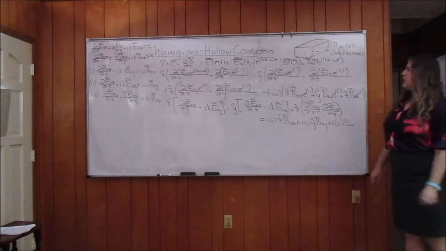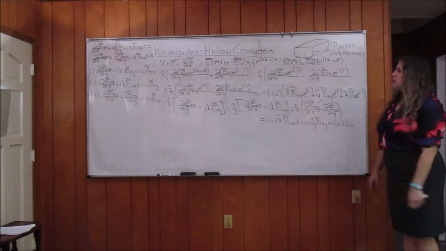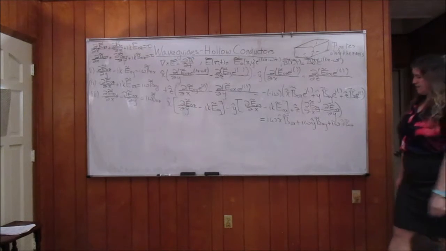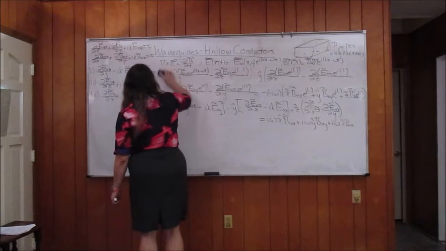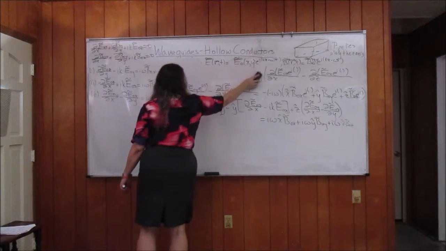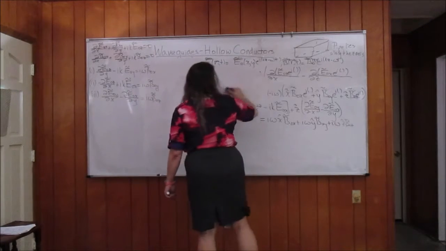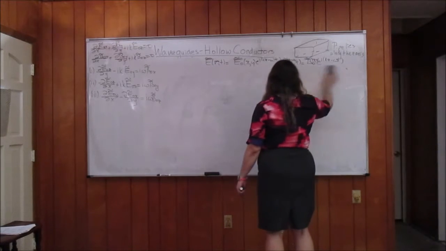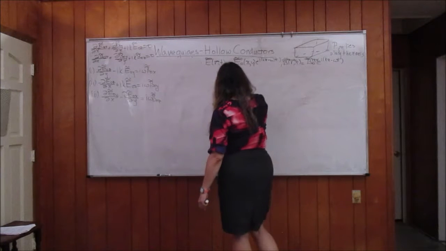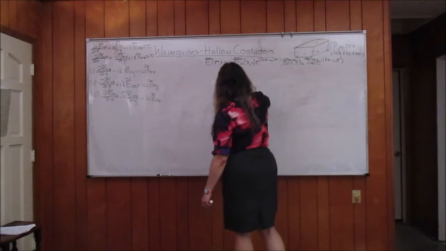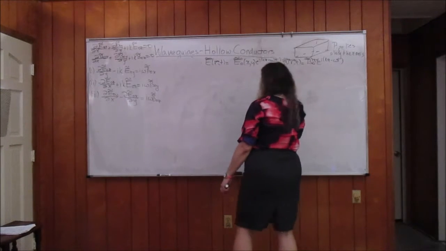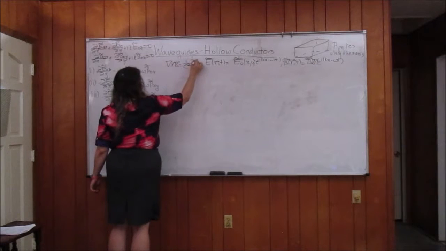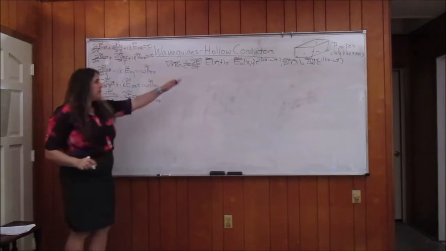So let me just leave this up here for just a minute, and of course you guessed it, I'm going to get to curl of the magnetic field is equal to 1 over c squared, partial derivative with respect to time of the electric field. These expressions into here.